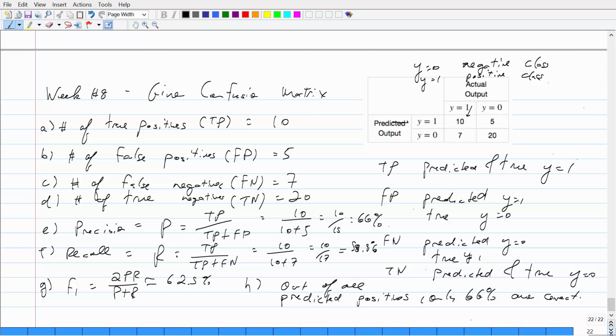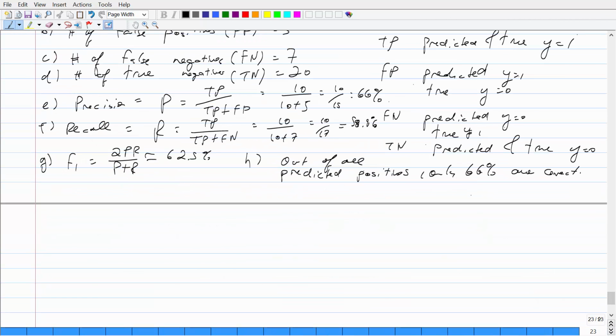Okay? And when you talk about recall, what recall implies is that out of all of the total examples in your system, you only managed to classify 58% of them correctly. Okay, so that's what it actually means. So in terms of all positives, that's the recall.